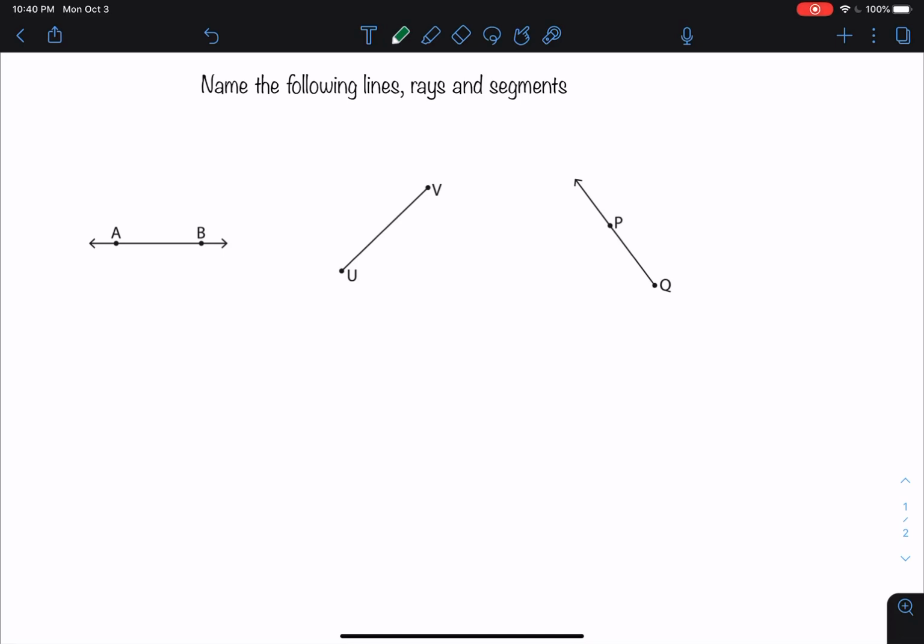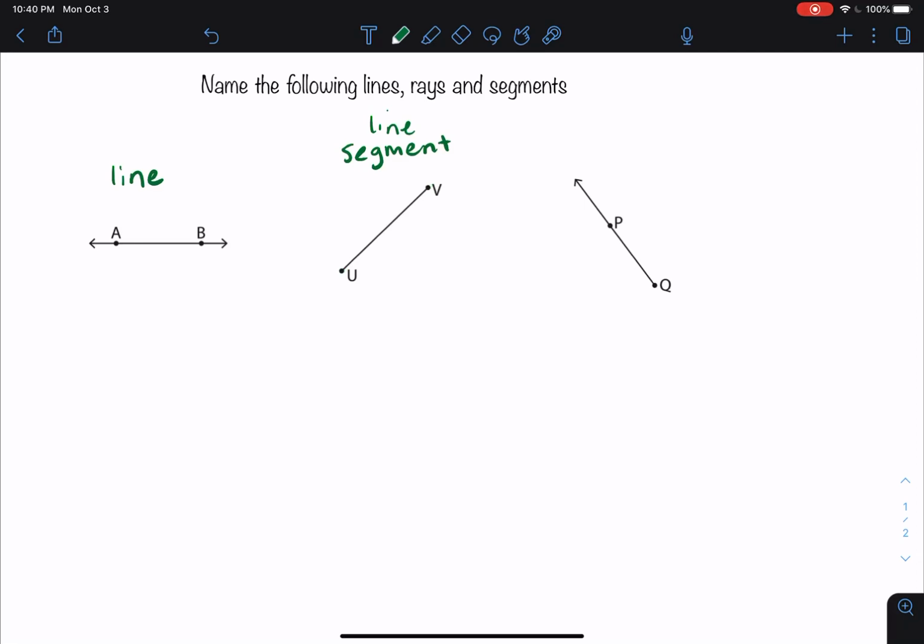diagram is representing. So in option 1, this is a line because it goes on and extends using the 2 arrows in both directions forever. So it goes and extends on for infinity. This is a segment, or we also call it a line segment, because it has 2 endpoints, meaning that it's like a line, but it does not go on forever. It has 2 endpoints, so it actually stops in 2 different places.